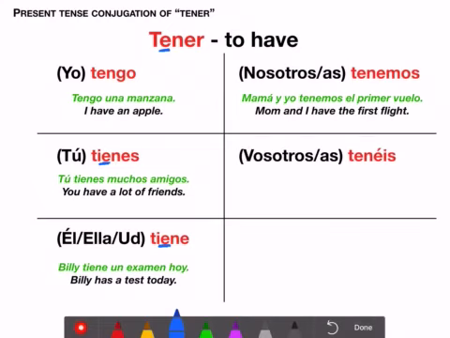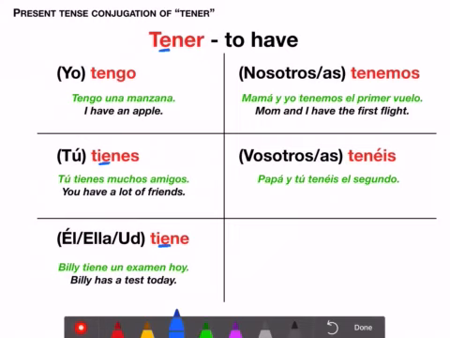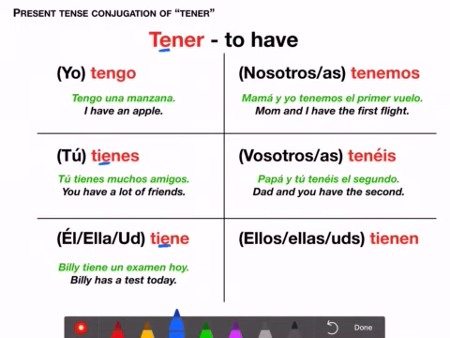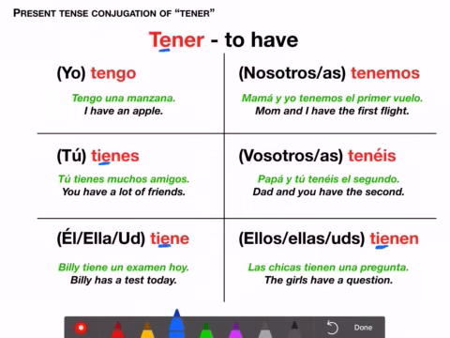The vosotros form, used in Spain, is tenéis. Papá y tú tenéis el segundo. Dad and you have the second. I won't spend a lot of time on that because we don't use that very much here in the United States. Ellos, ellas, ustedes tienen. Las chicas tienen una pregunta. Notice it's a stem changing verb again. Tienen una pregunta. The girls have a question.